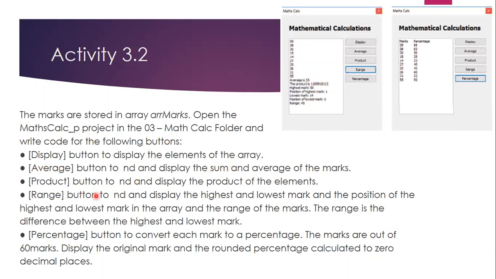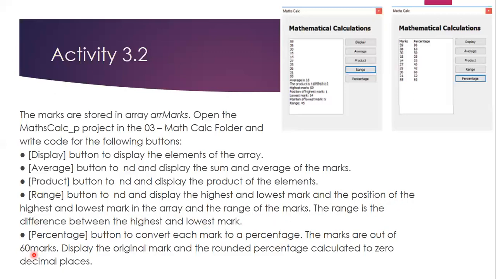The range button to find and display the highest and lowest mark and the position of the highest. So first tell me what was the highest, what was the lowest, and then the position of the highest and lowest mark in the array and the range of the marks. The range is the difference between highest and lowest. So I will say the top value minus the lowest value. The last one is percentage button to convert each mark to a percentage. The marks are out of 60 marks.